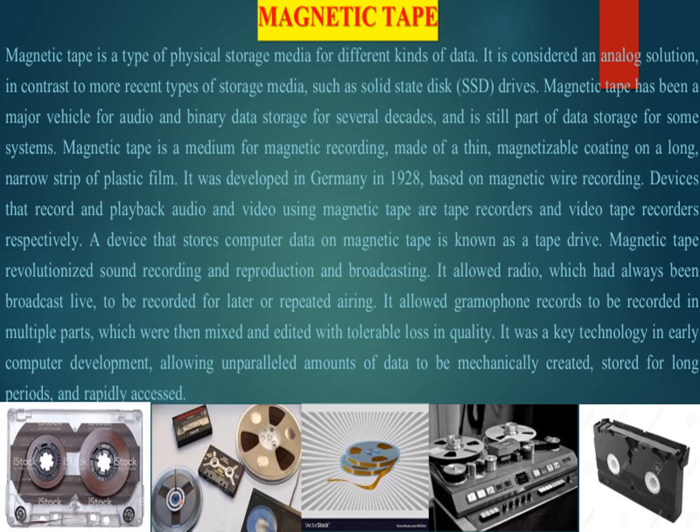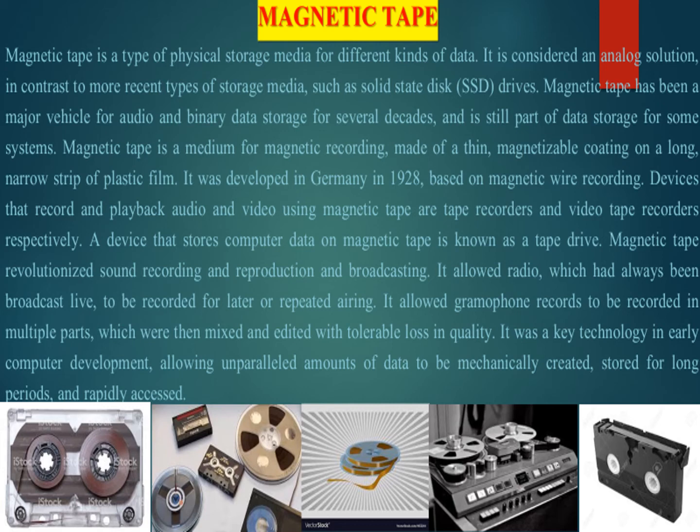Magnetic tape. A magnetic tape is a type of physical storage media for different kinds of data. It is considered an analog solution. It contrasts with more recent types of storage media such as solid state disk drives. Magnetic tape has been a major vehicle for audio and binary data storage for several decades and is still part of data storage for some systems.